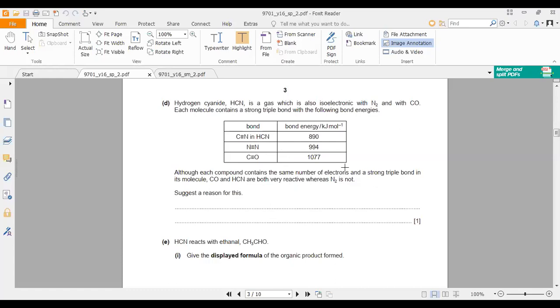Nitrogen is unreactive, whereas carbon monoxide or HCN are very reactive. In carbon monoxide and cyanide, in both cases we have a dipole, but nitrogen does not have a dipole. This is the reason. Let's go for the next one then.